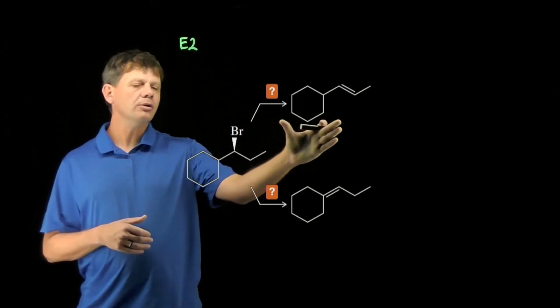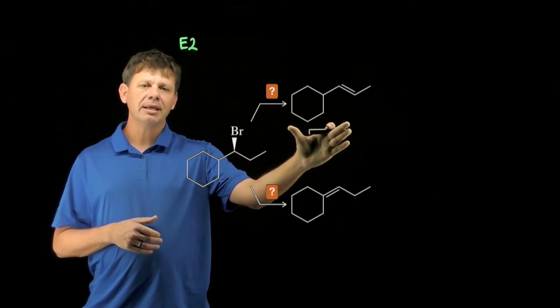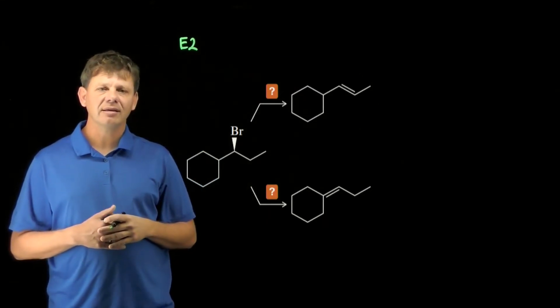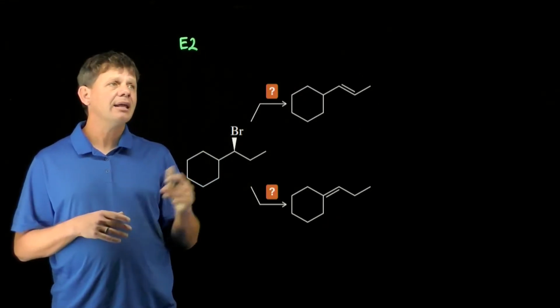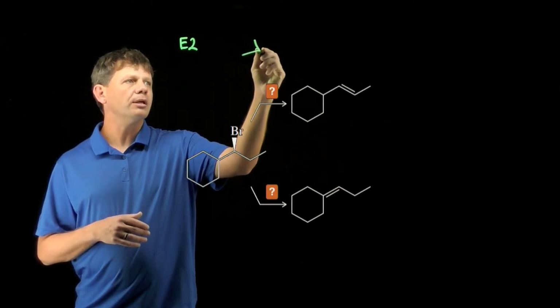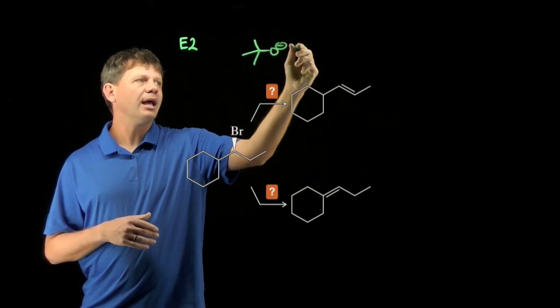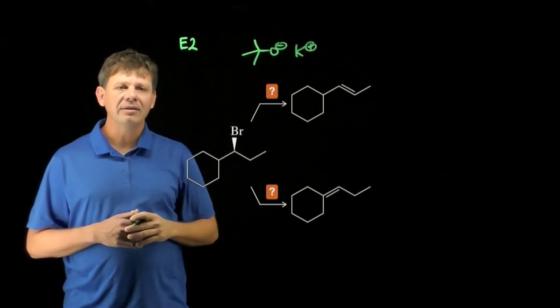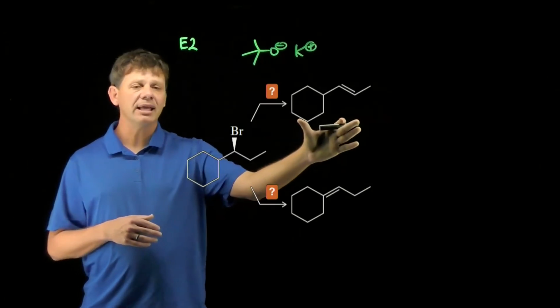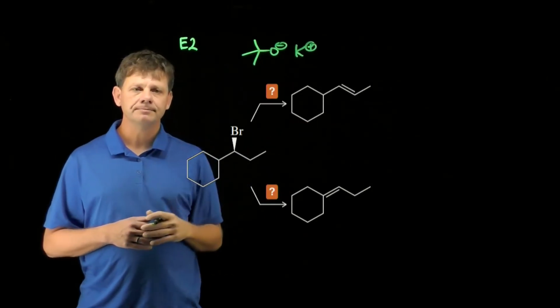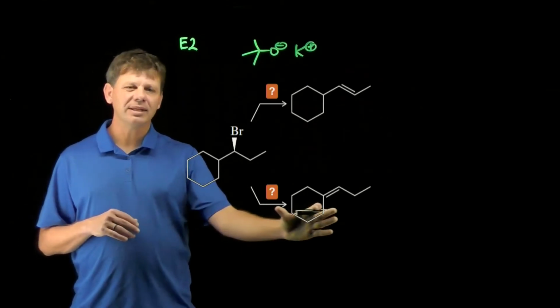What base can we use that will do an E2 elimination to give the anti-Zaitsev product? For that, we'll want to use very bulky bases. So something like potassium t-butoxide as a very bulky base will give the anti-Zaitsev product. That kind of spoils the answer here.